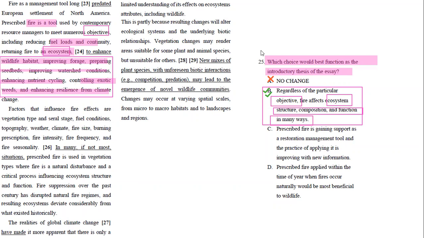If I look at the other answer choices, C says prescribed fire is gaining support. We're not talking about it gaining support or not gaining support. We're talking about how it's used as a tool to affect the ecosystem structure, composition, and function of the forests. Here, prescribed fire applied within the time of year when fire occurs naturally. We're not talking about when it's applied, so that's not your answer. We're talking about why it's applied, and so that's why my answer is B and not C.